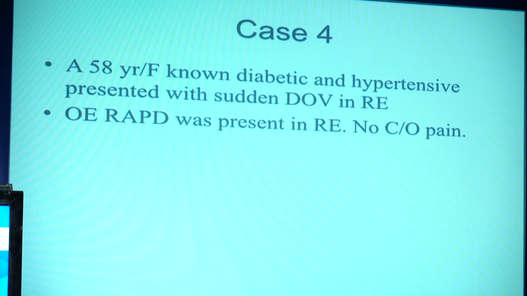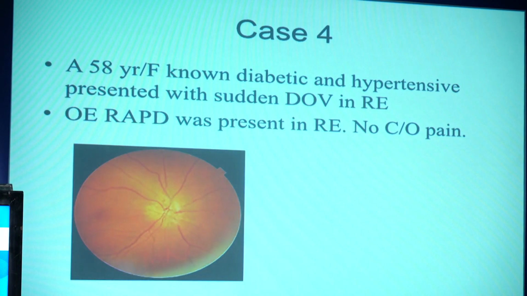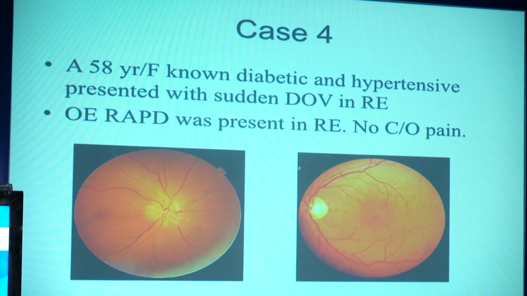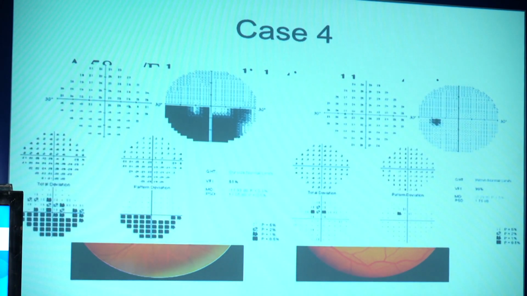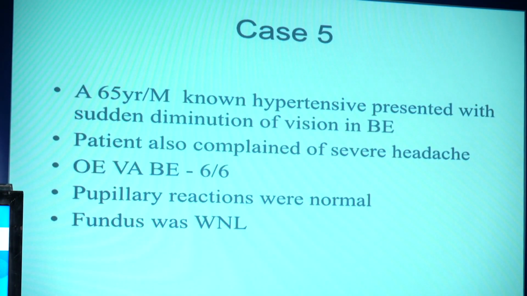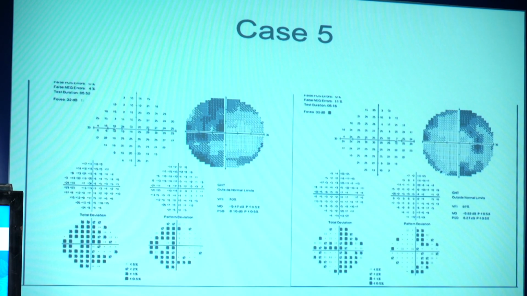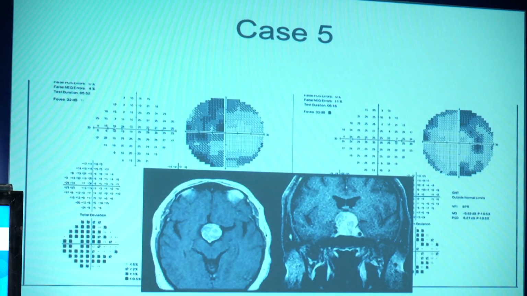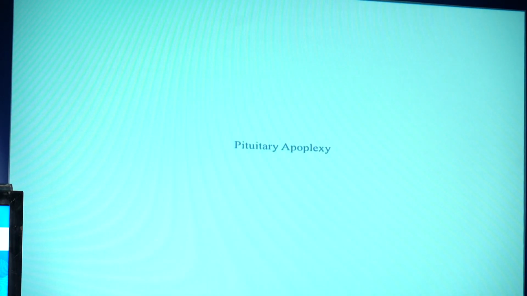Patient number 4, 58-year-old female, known diabetic hypertensive, RAPD in the right eye, no complaint of pain, and we have this typical pallid disc edema in the right eye. Visual field shows altitudinal field defect. So this was a case of non-arthritic AION. So the final case, 65-year-old male, hypertensive, presented with sudden dimness of vision in both the eyes. Visual acuity was 6/6, pupillary reactions were normal, fundus was normal. This was the perimetry picture, and we can see a visual field loss in both the eyes. MRI was advised, and this is what we could see, a lesion right close to the chiasma. So this was pituitary apoplexy.